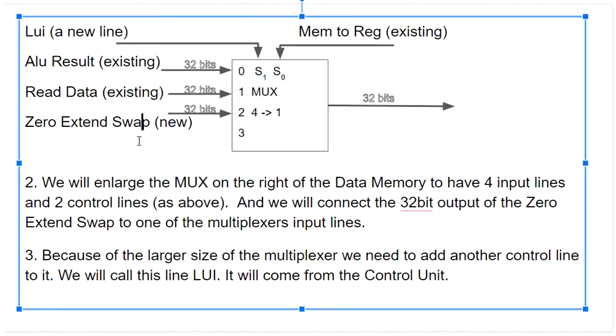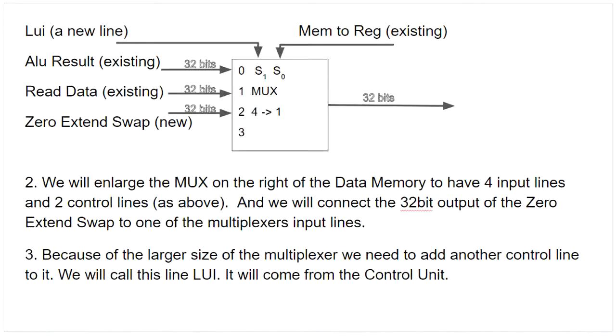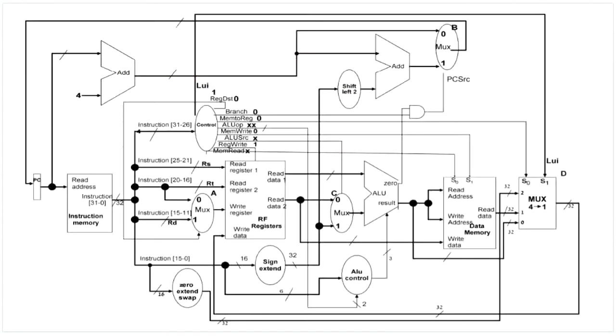But before I explain this, it's helpful to look at the diagram of the final thing that we're going to make. Here is the same diagram that we saw before, but we've added a zero extend swap. That's that new piece of hardware. Notice it says 16 goes in, 32 goes out. That's our zero extend swap. And where does it go to? Well, first, let's ask a more basic question: where does it come from?